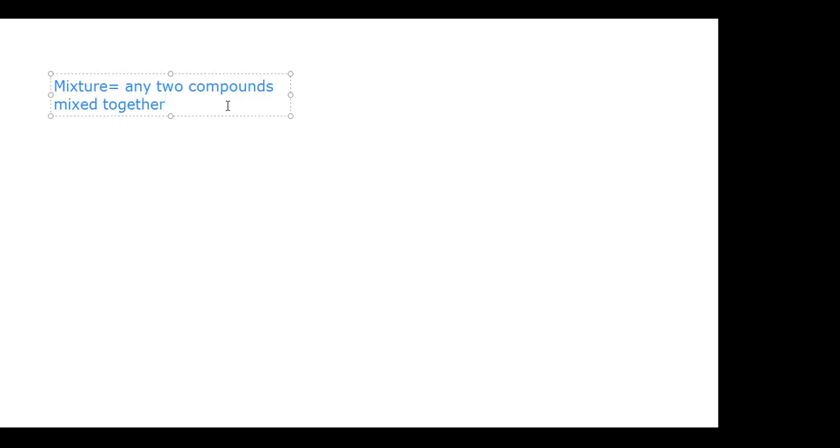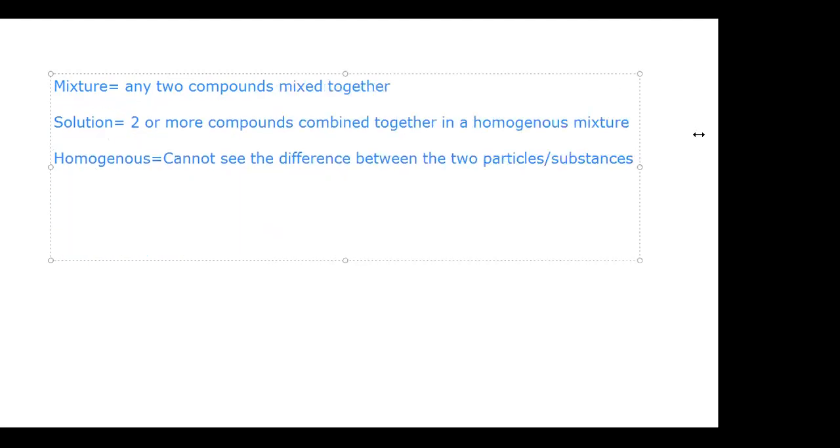The big difference between a mixture and a solution is that a solution is two or more compounds combined together in a homogeneous mixture. Okay, homogeneous means you cannot see the difference between the two particles, or substances, right? So if you mix dirt into water, can you tell the difference between what stuff in there is dirt and what stuff in there is water, especially after it's settled?